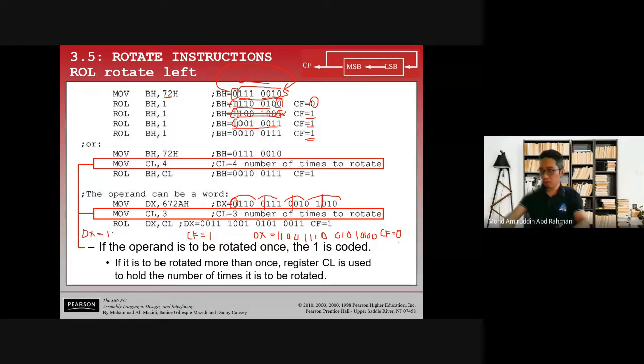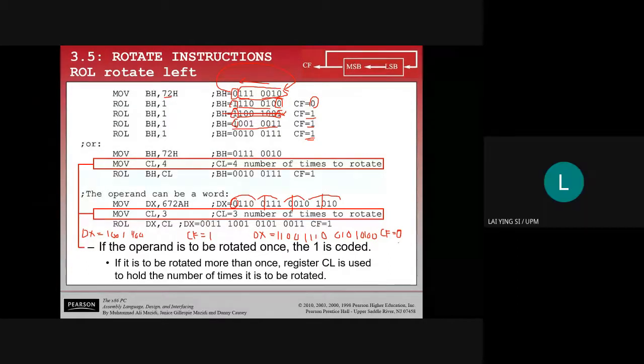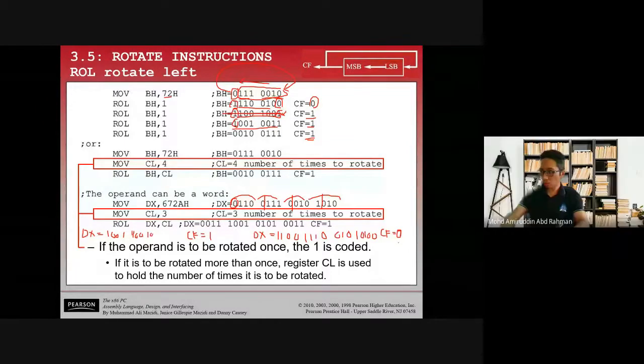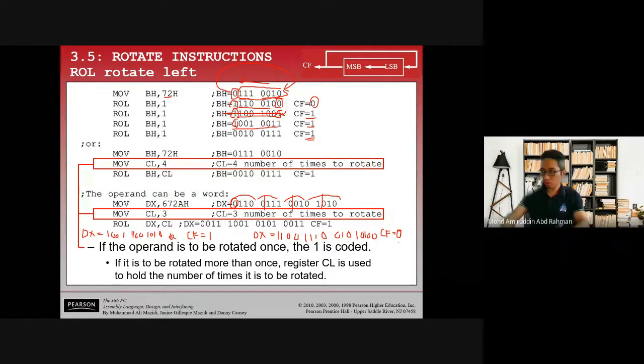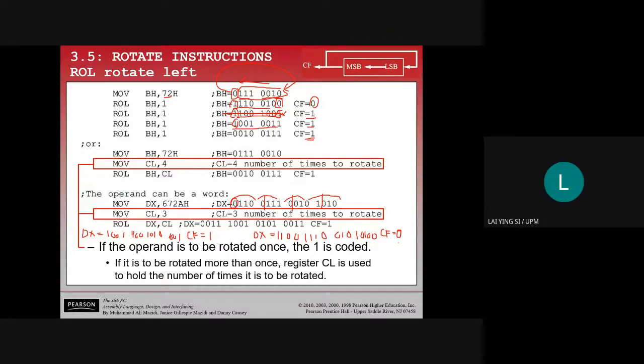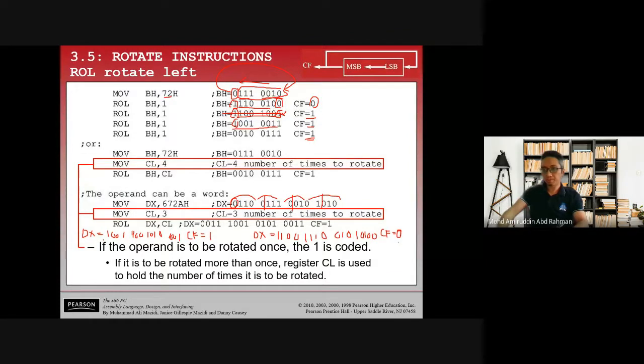1 0 0 1. Okay, 1 0 1. 1 1 0 0. Okay, correct. 1 0 1 0. 1 0 0 and 1. Good. Do you see?